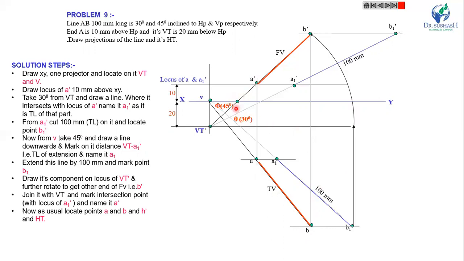Now here this intersection point, draw the projector from this point. This is the HT and this point is H dash. In this way you can find the HT and front view, top view and true length.